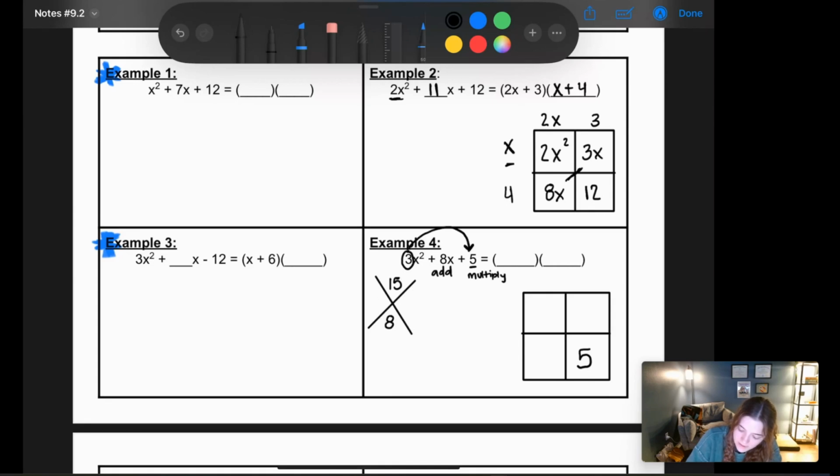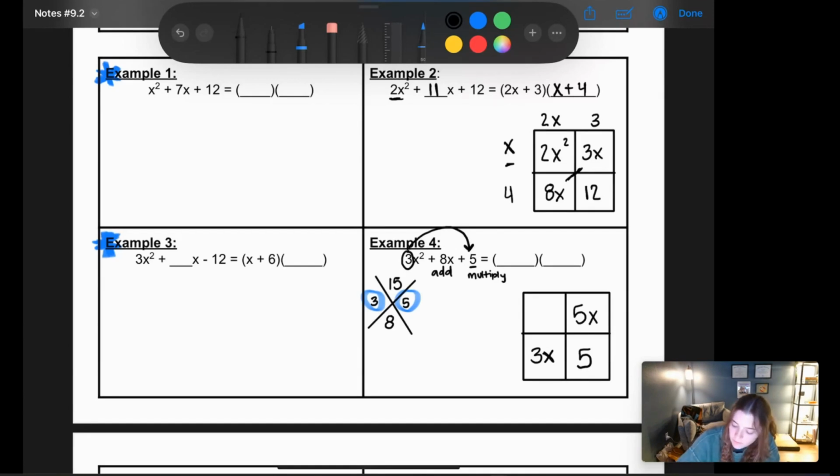And then we want it to add to 8. And now we can use this here. So the great thing about this is it gave you exactly what it would be, right? 3 and 5. So 3 and 5 will add to 8 and multiply to be 15. So you're going to take those two numbers that you just gave yourself, 3 and 5, and you're going to put them inside of your box. So we're going to say 5x and 3x.